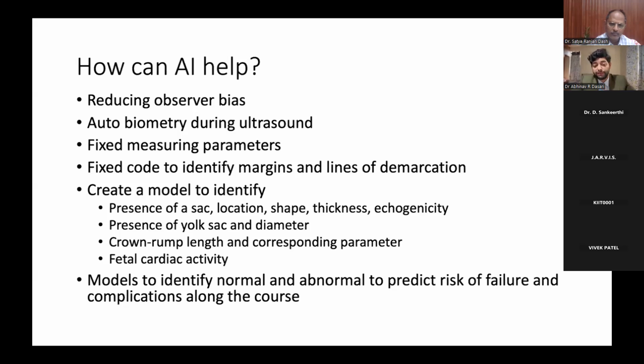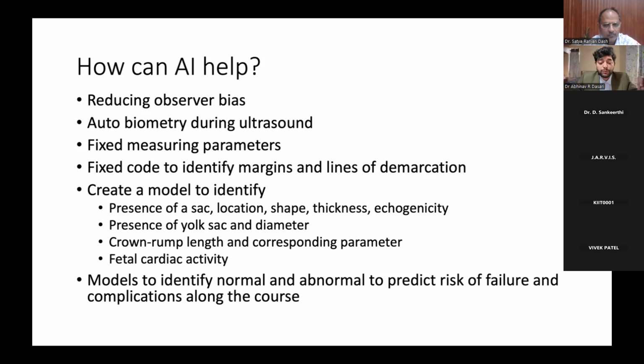So how can artificial intelligence help make this job easier? Till now, what I told you is the basics of all the measurements we take. Now I'm going to tell how artificial intelligence will help us. It helps us reduce observer bias. As I said, there are different operators. To regularize and standardize this, we can use AI and make a model showing from where to where we have to measure. Auto biometry can be done in ultrasound with fixed measuring parameters.